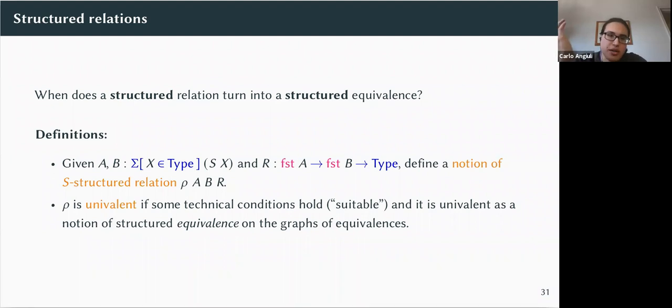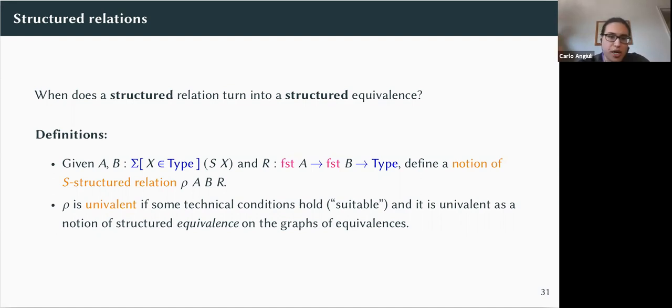Okay, so that settles the question of when a relation can turn into an equivalence. Now, the other half of the story is, when does a structured relation turn into a structured equivalence? And mirroring the definitions in the ordinary SIP, we say that if you have two S-structured types A and B, and we have a relation between the carriers, then we define some notion of being S-structured, which I'm going to call rho. It's the same as the iota before.